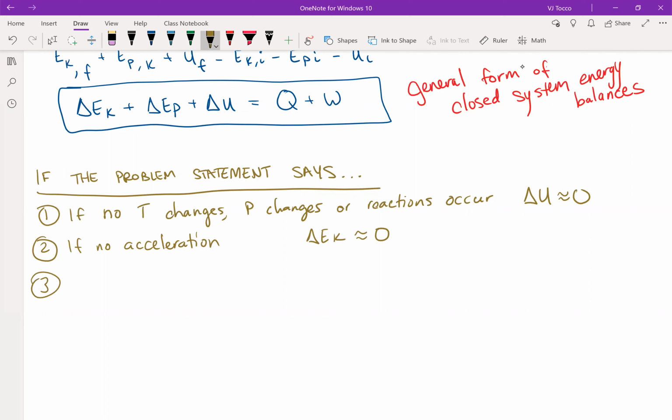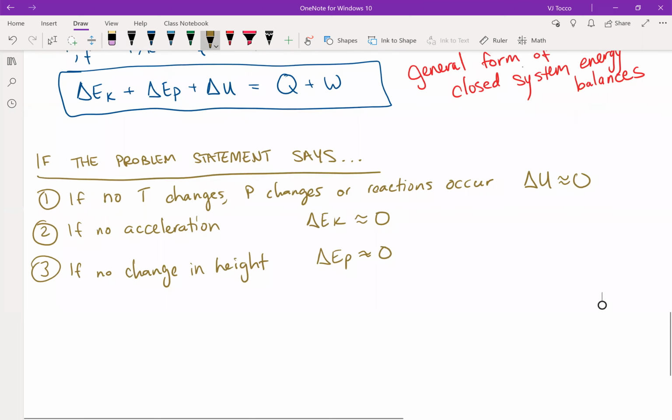If the problem statement says no change in height, then my delta Z is 0. And the term that is going to cancel is going to be my change in potential energy.